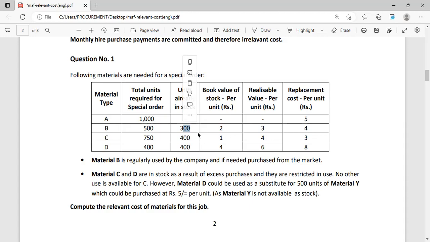Then for material C, please just a minute. I'm sorry, just a minute. Let me try to connect my.